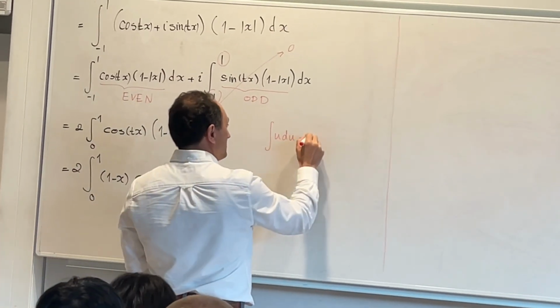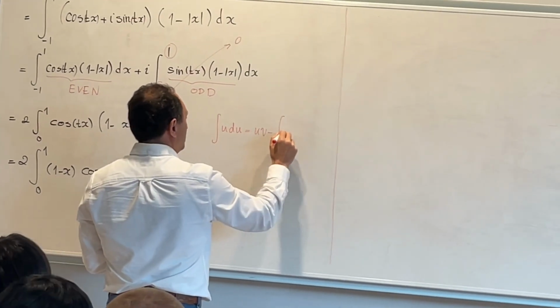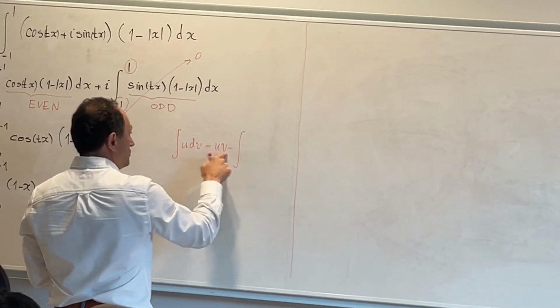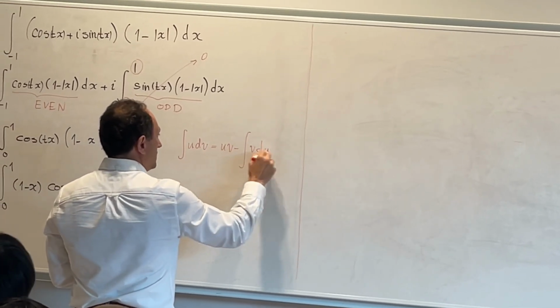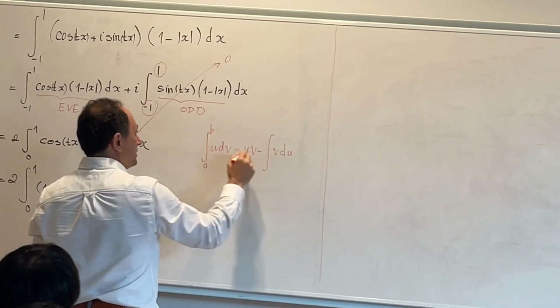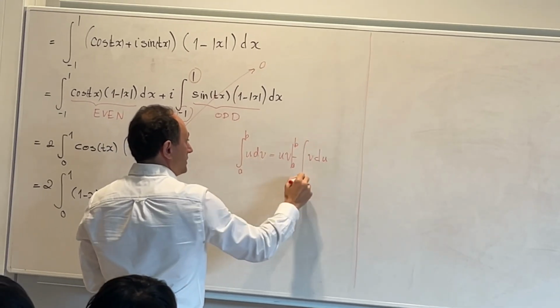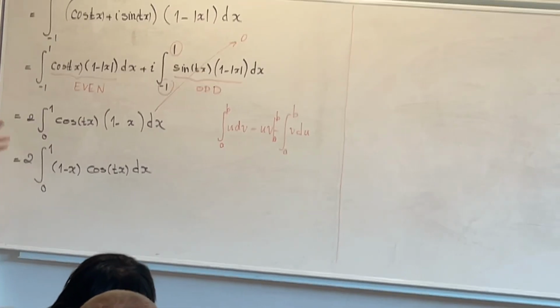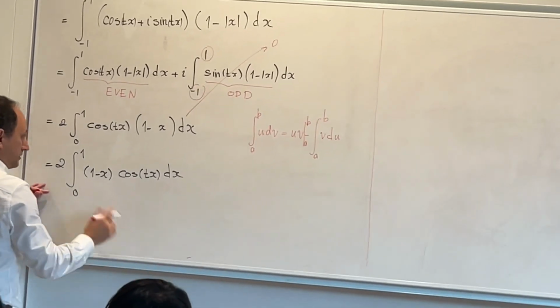So anyway, the formula is integral of u dv equals uv minus integral of v du. And if I have the definite version of it, then I have the definite version of it here as well. Let me also give you a brief idea, in case you have forgotten.